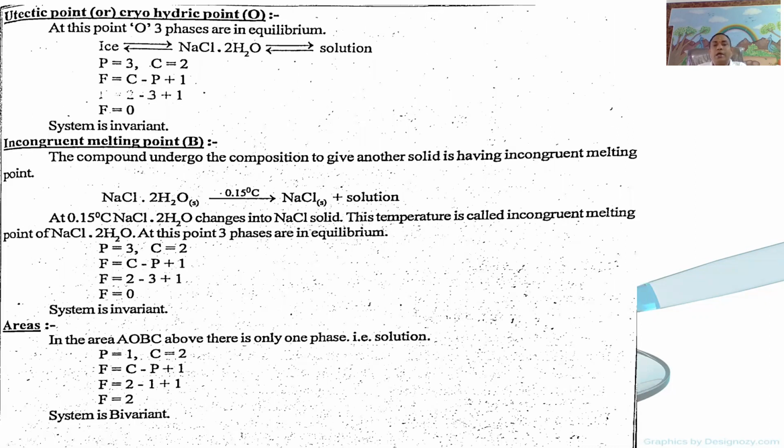Here, eutectic point or cryohydric point.